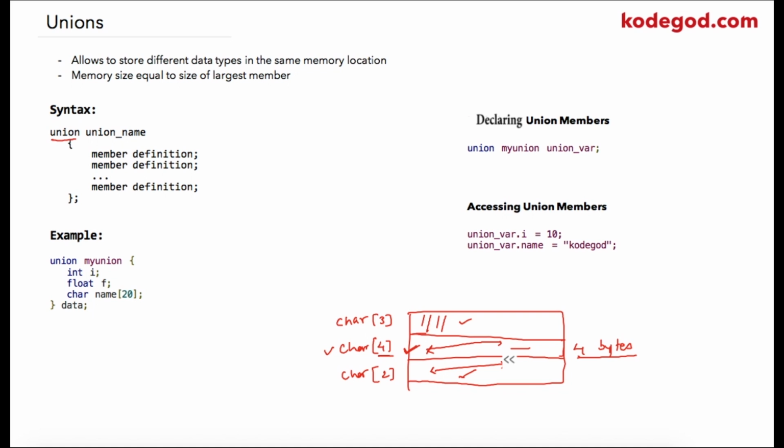So let us see what is the syntax for union. Union is a keyword that is used, and after that you specify your union name, and then inside of braces you have your members of the union. Here is one example of the union.